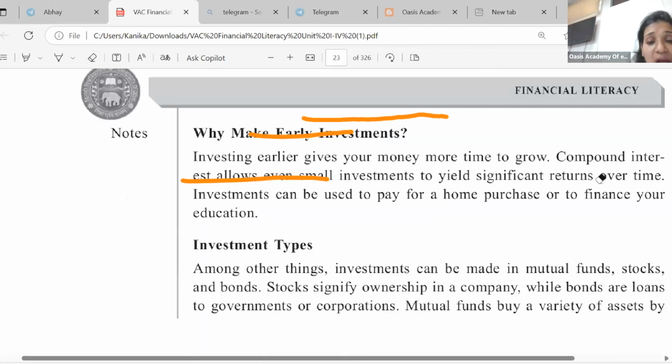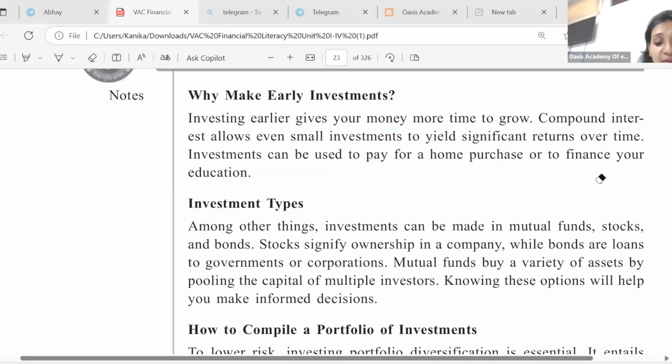Why do you have to start now? I can tell you why you have to make early investments, when you reach your 20s, late 20s, or the start of your 30s. Investing earlier gives your money more time to grow. When you start investing as early as possible, it gives time for money to grow, and as it grows, your wealth increases.